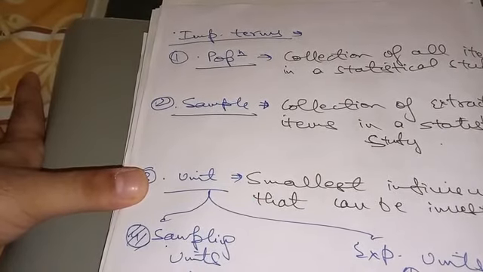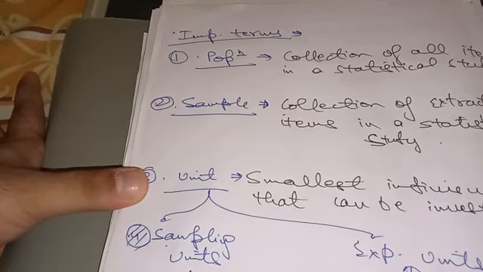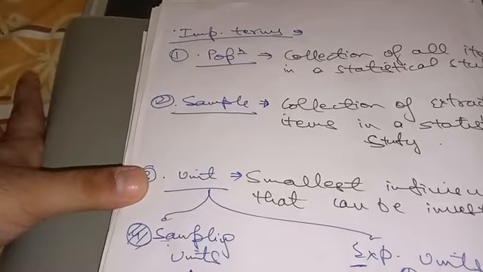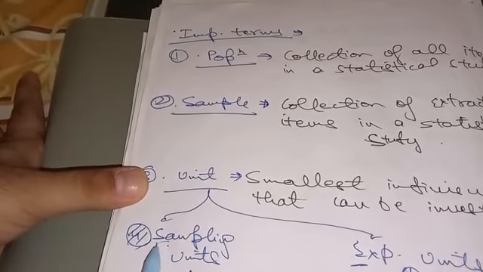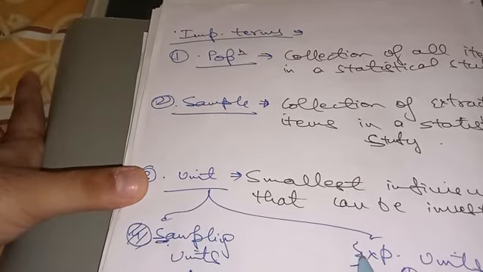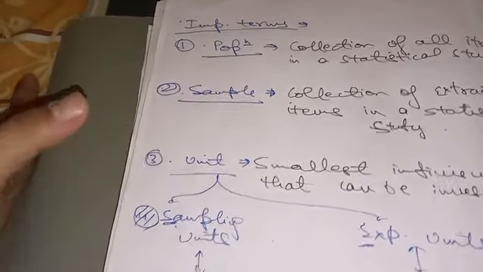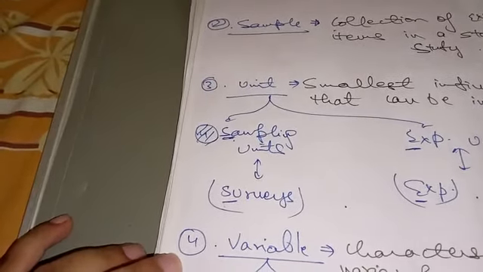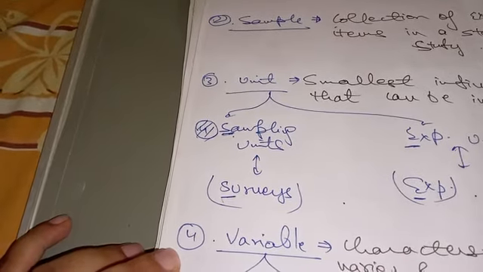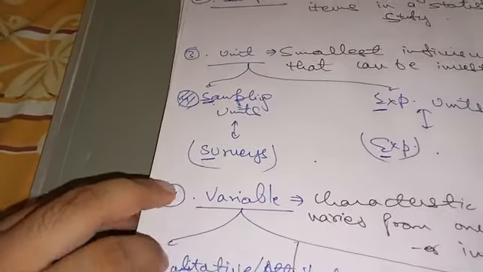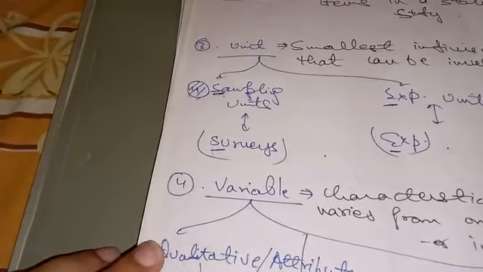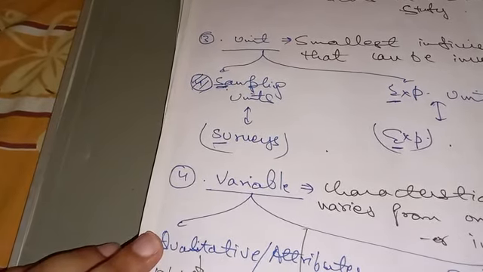So it is of two types: sampling unit and experimental unit. You just have to learn that sampling unit is used in surveys and experimental unit is used in experiments. Okay, so sampling unit SS, experimental unit EE, they are used in experiments. Now variable. A variable is nothing but a characteristic which varies from one individual to another. It is of two types: qualitative or attribute, and quantitative. Quantitative is further of two types: continuous and discontinuous or discrete.